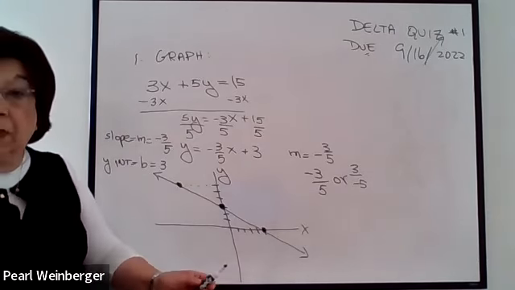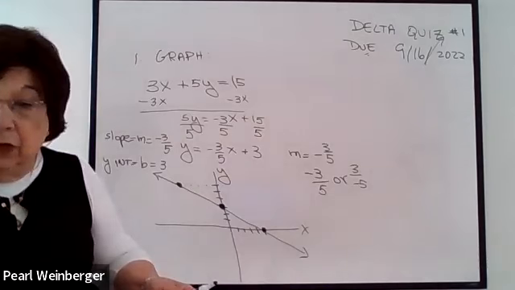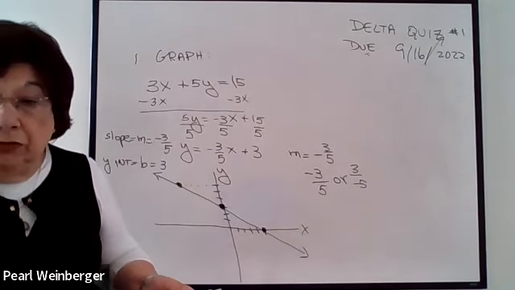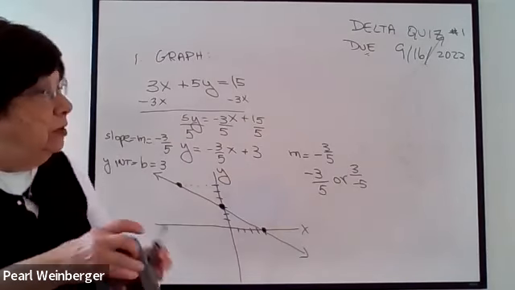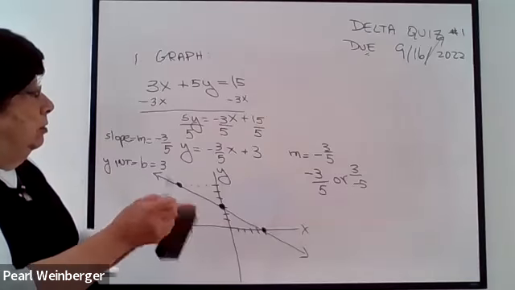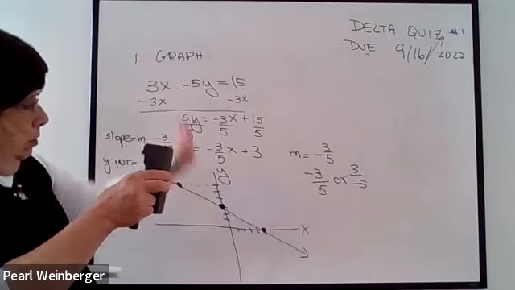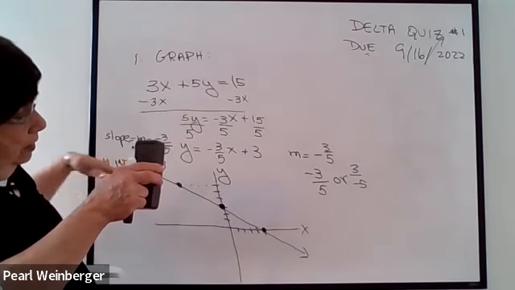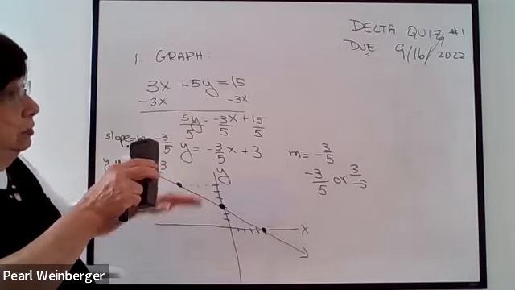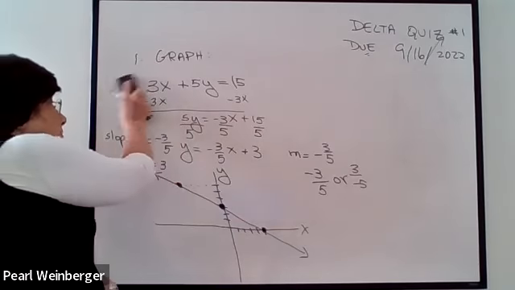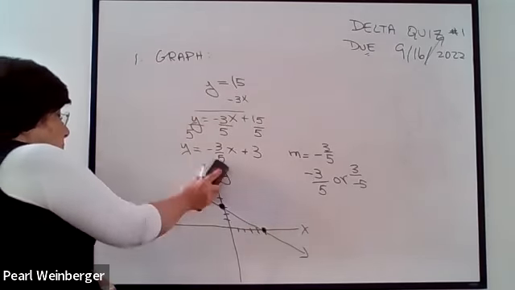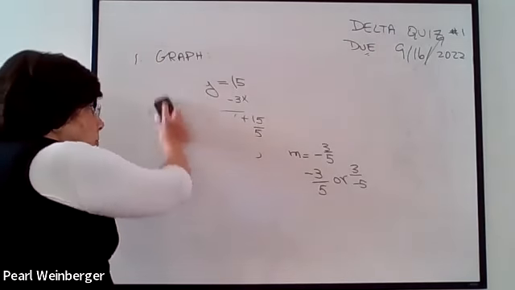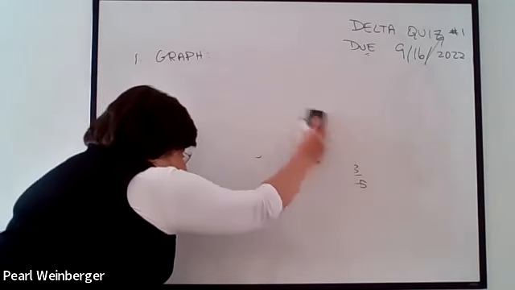Now, I just want to talk about a couple of special kinds of lines and how we can draw those lines. And those are the lines that are either totally going up and down, and the lines that are going straight across. Okay, so I'm erasing this, and I'm talking about either horizontal or vertical lines.